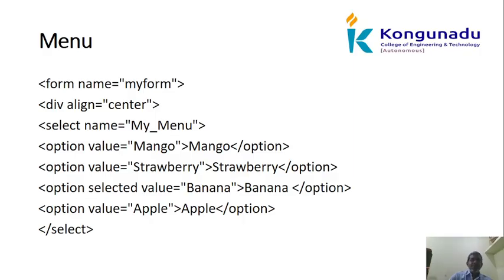This one is the menu they have given. Same thing, the form name is my form, and the alignment should be in a center format. The select name is my menu. Within the menu I have given mango, strawberry, banana, and then apple. The option value is given as the menu items. So this is the menu bar creation we have seen. Next class we will see about HTML version 5.1.